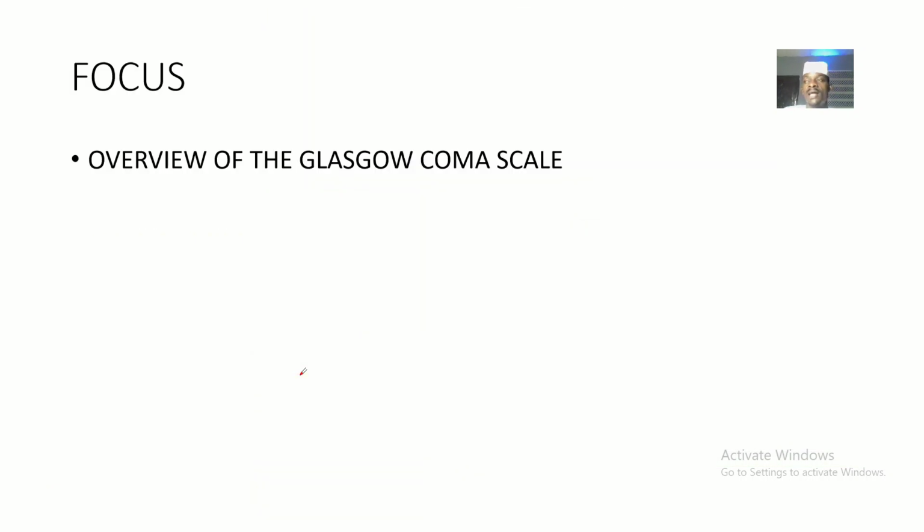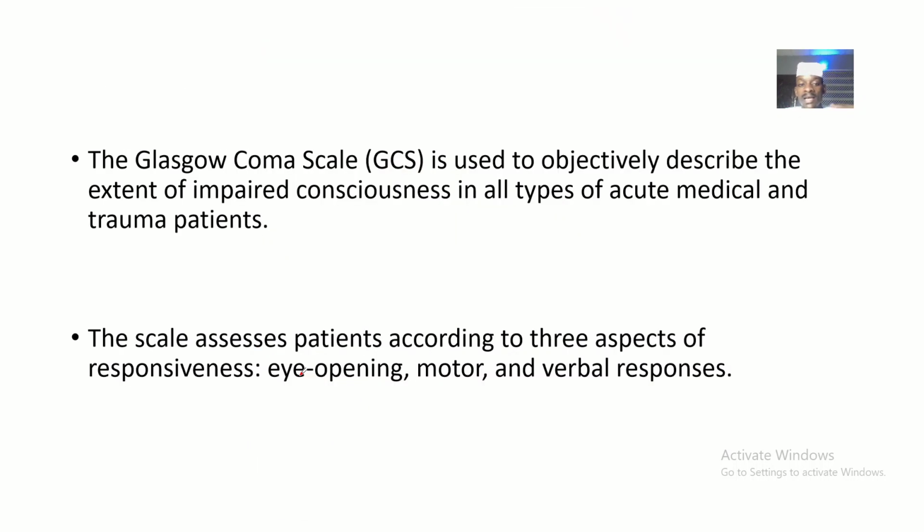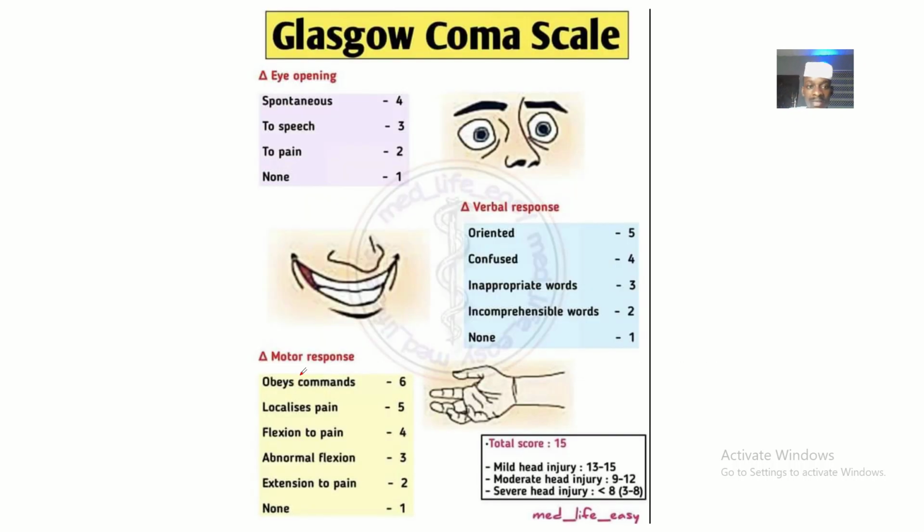We're taking a look at the Glasgow Coma Scale today, because we're talking about signs and symptoms of neurological diseases, and neurological diseases have to do with the level of consciousness of an individual too. The Glasgow Coma Scale is basically a scale used to assess how conscious a person is.